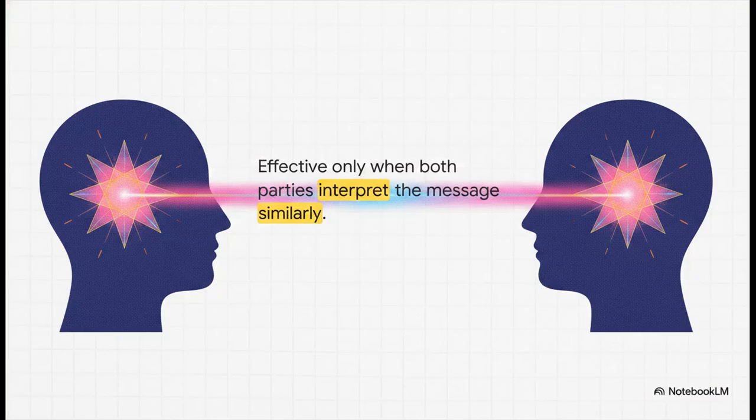So, the crucial point is this. Mutual understanding is the ultimate pass or fail metric here. It's only effective when both parties interpret the message similarly. If you encode a message perfectly, but their interpretation is totally different, the entire mechanical process breaks down.